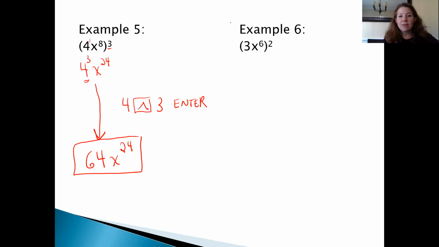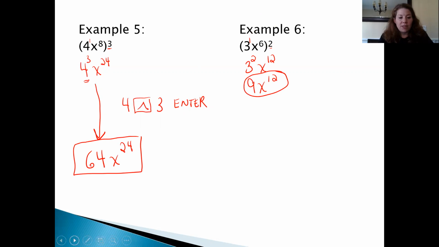Now we're done. All right, here we're going to multiply that invisible 1 by 2. So 1 times 2 is 2. And then 6 times 2 is 12. Well, what is 3 squared? 3 times 3 is 9.